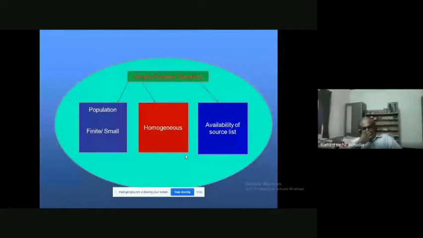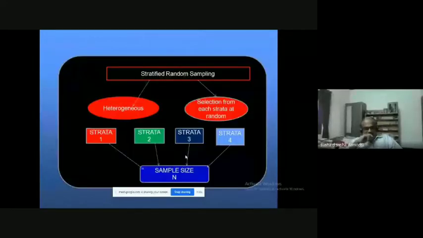Coming to stratified random sampling, the population is heterogeneous, and the sample is selected from each strata at random. Why? Because the population is heterogeneous. In order to get homogeneity, we divide the entire population into different subgroups called strata. The heterogeneous population can be divided into different parts, different groups called strata: strata 1, strata 2, strata 3, and strata 4. Then the sample is selected from each strata proportionately, and at random also. So in stratified random sampling itself, we apply simple random sampling.